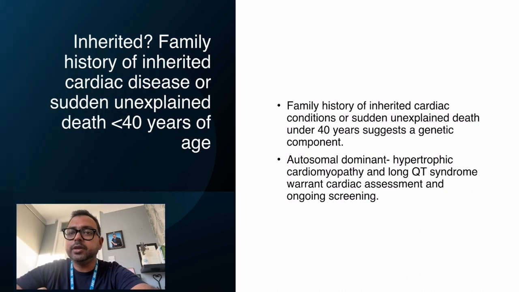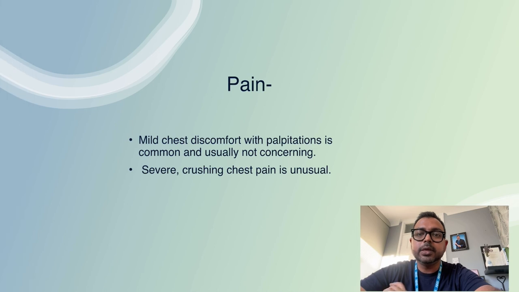Family history of inherited cardiac condition or sudden unexplained death under 40 years of age suggests a genetic component. Hypertrophic cardiomyopathy and long QT syndromes are autosomal dominant and warrant cardiac assessment and ongoing screening. Pain. Mild chest discomfort with palpitation is common and usually not concerning. Severe crushing chest pain is unusual.